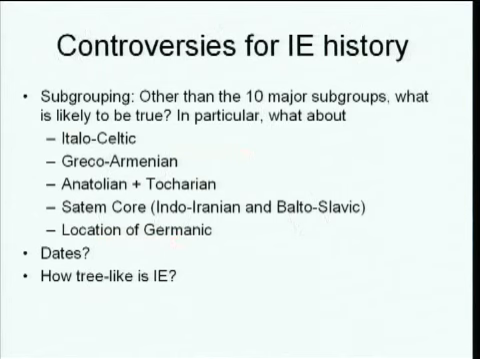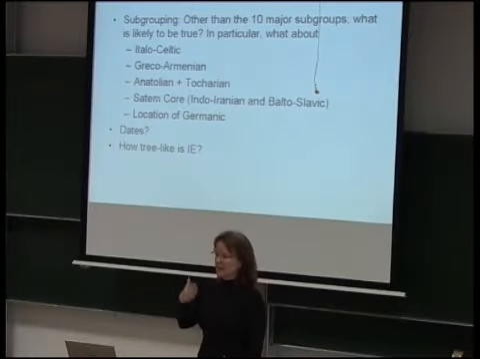Okay. So controversies: other than the 10 major subgroups, what else is likely to be true? In particular, is Italo-Celtic, that is the grouping of Italic and Celtic as sister taxa, reliable? Are Greek and Armenian sister taxa? Is there a split separating Anatolian and Tocharian from the rest of the language family?